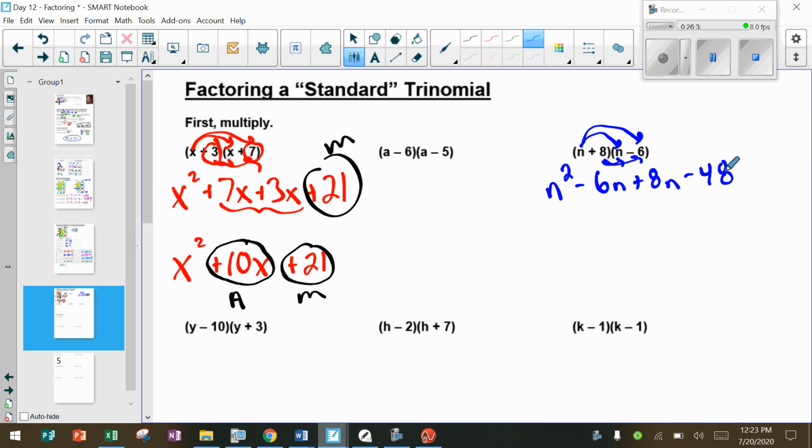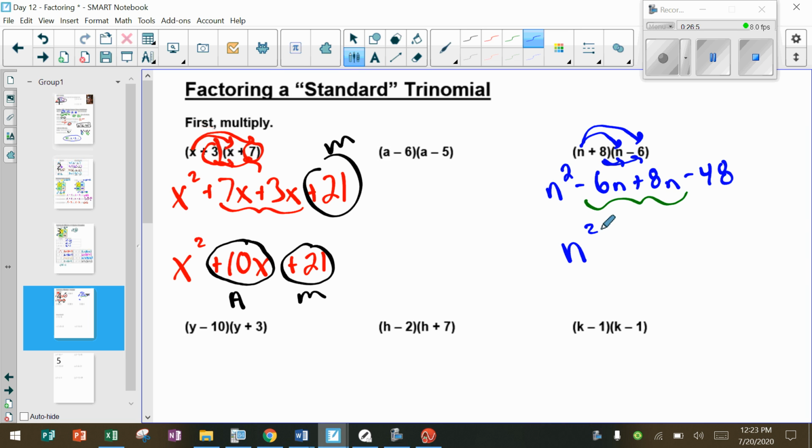So as we combine like terms, yes, this is a minus 6 plus 8. So you can go to your calculator and type in negative 6 plus 8. We are still adding them together. We just happen to be adding a negative 6.